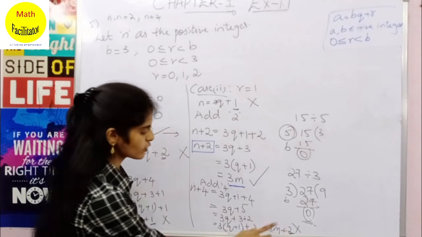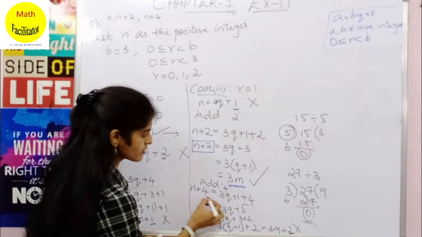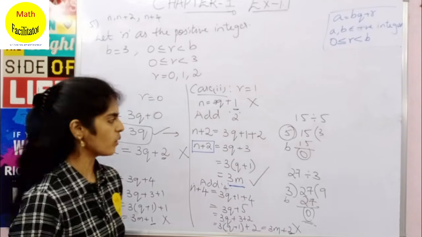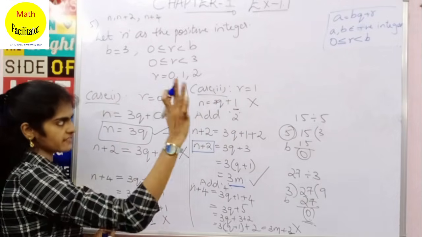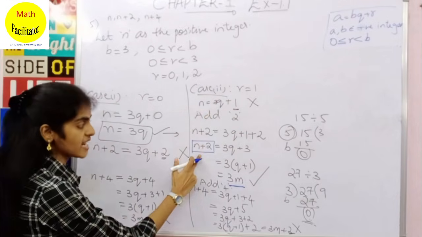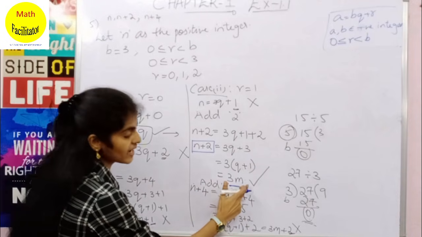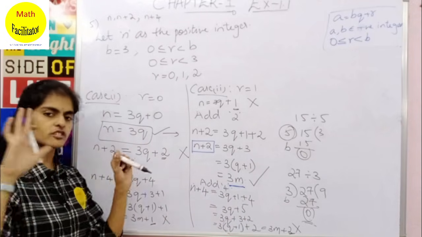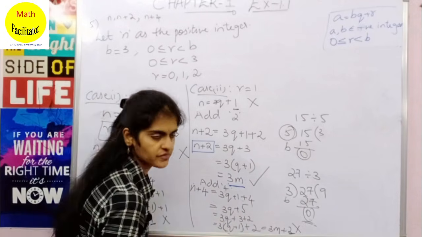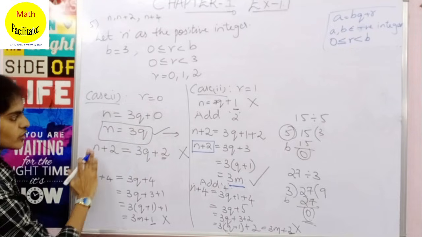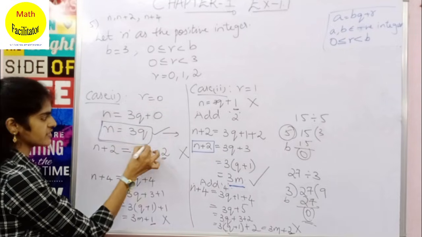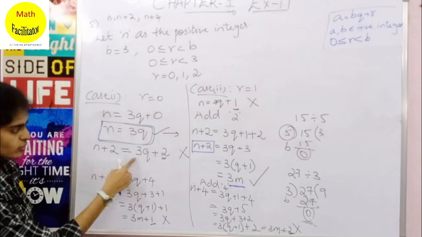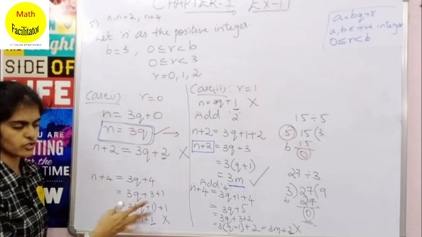Here the remainder is 2, so you cannot say that n plus 4 is divisible by 3. So in this case, when you took r equal to 1, n was not divisible because the remainder is 1, n plus 2 was divisible because the remainder is 0, n plus 4 is not divisible because the remainder is 2. Now in this case, when you took r equal to 0, n was divisible, and n plus 2 was not divisible, n plus 4 was also not divisible.